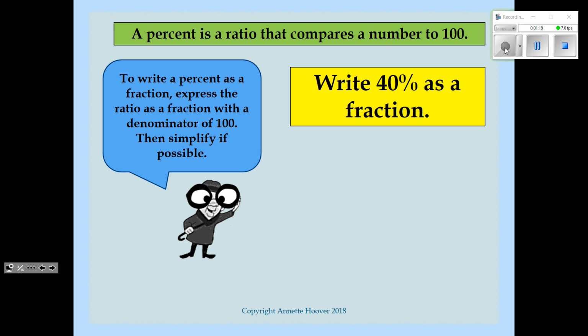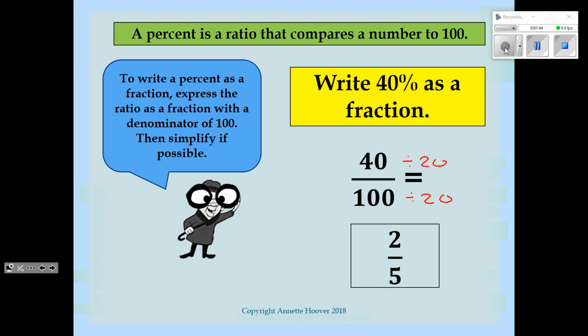Okay, 40%. So what we do is we take the percent and we're going to write it with the denominator of 100. So to do that, it would be 40 100ths. Always is going to be over 100. 100 is always going to be the denominator. Now we just simplify it. Both of these numbers are divisible again by 20. And when you divide both of those by 20, you get 2/5.